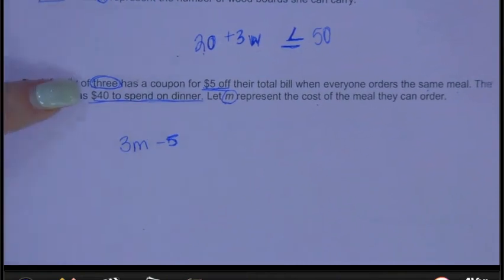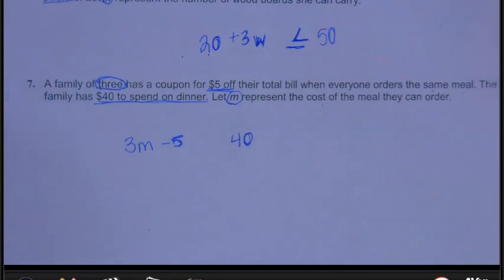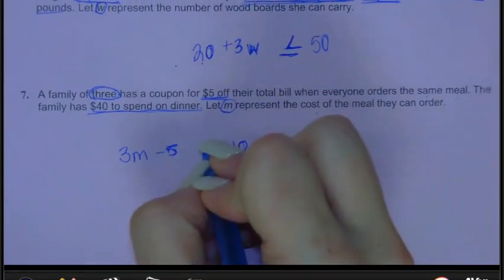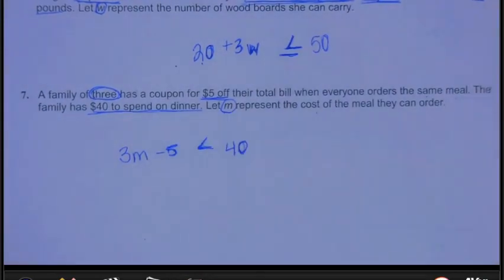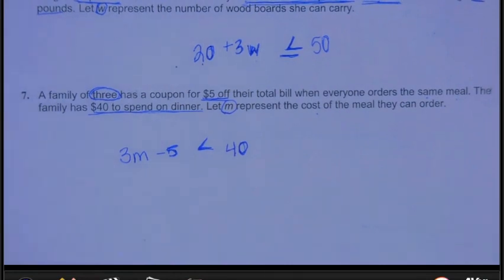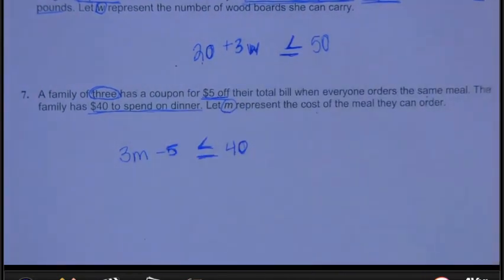Well, the family brought only $40 to spend on this. Can they spend more than 40? No, so I have to spend 40 as my max. Can I spend less than 40? Yeah, I can spend 20 or 25, but I can't spend more than 40. Can I spend exactly 40? Yes, you can spend exactly 40 or less on each of your 3 meals with your $5 off. If you guys have any questions, please let us know.